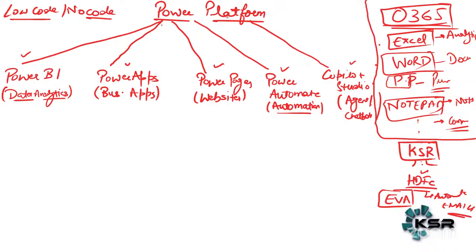So these are the 5 products which are there in Power Platform: Power BI, Power Apps, Power Pages, Power Automate, and Copilot Studio. Now they are further bifurcated into multiple types. Power Apps are divided into Canvas apps and model-driven apps.